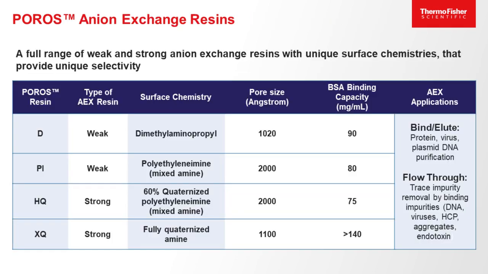We carry 4 anion exchangers in our portfolio with a range of weak and strong base chemistry. Porous D and PI are our weak anion exchangers. Porous HQ and XQ are the strong anion exchangers. They also come in a variety of pore sizes and structures, allowing for increased mass transfer and high capacity, which is ideal in a large biomolecule process such as AAV. Our most popular resin for empty full capsid separation in a full-scale process is porous HQ.